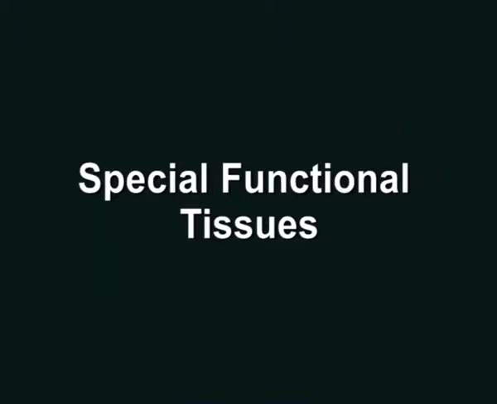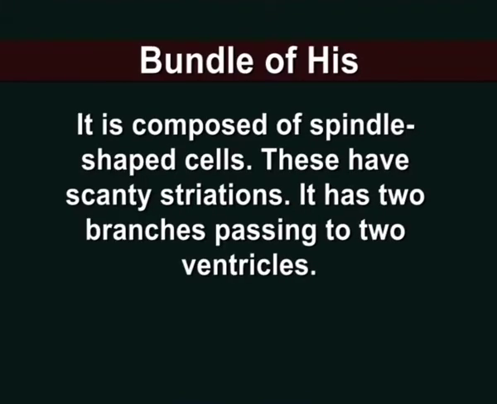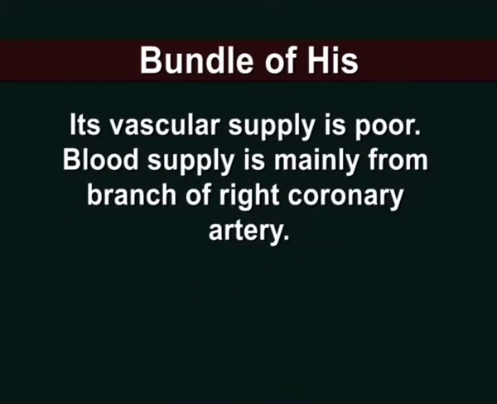Special functional tissues. Bundles of His. It is composed of spindle-shaped cells. These have scanty striations. It has two branches passing to two ventricles. Its vascular supply is poor. Blood supply is mainly from branch of right coronary artery.